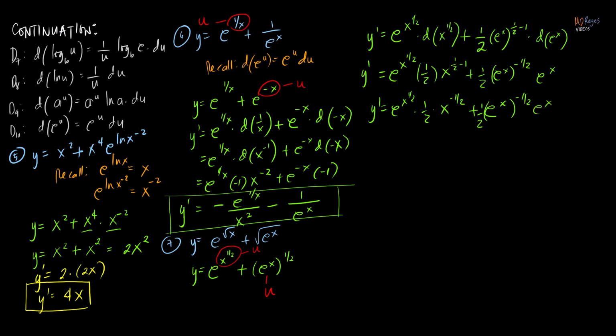So in radical form, x raised to 1/2 is the square root of x, so this is e raised to the square root of x times 1/2. Well, this negative 1/2 in the exponent should be positive, so x raised to 1/2 should be written in the denominator. So 2x raised to 1/2. And then plus this negative 1/2 should be positive also, so e raised to x raised to 1/2 should be written in the denominator also. So that's 1 over 2 e to the x raised to 1/2 times e to the x.